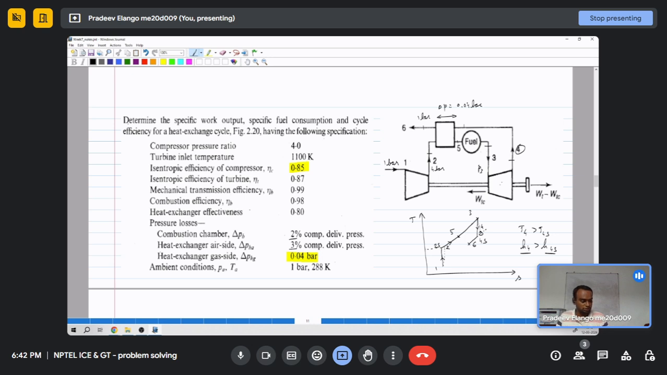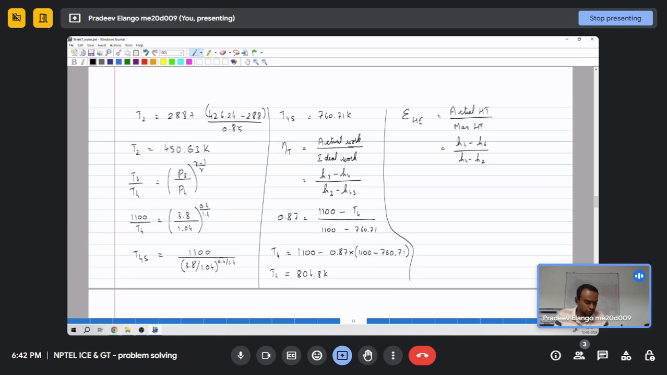So actually this exhaust stream has come from H4 to H6. But if the outlet of this stream is at the same temperature as T2, then we would end up with a change in enthalpy of H4 minus H2. So that is the ideal case, H4 minus H2, and actually we are getting only H4 minus H6. So using these temperatures, we can calculate temperature T6.